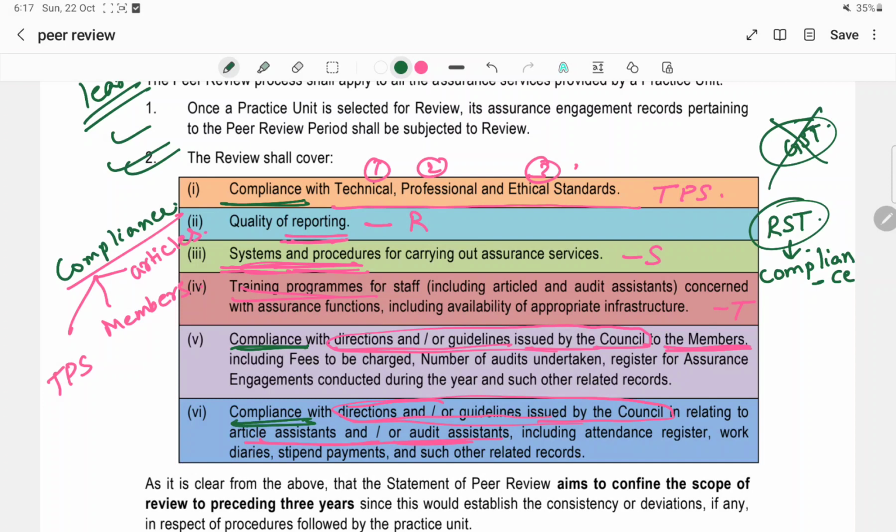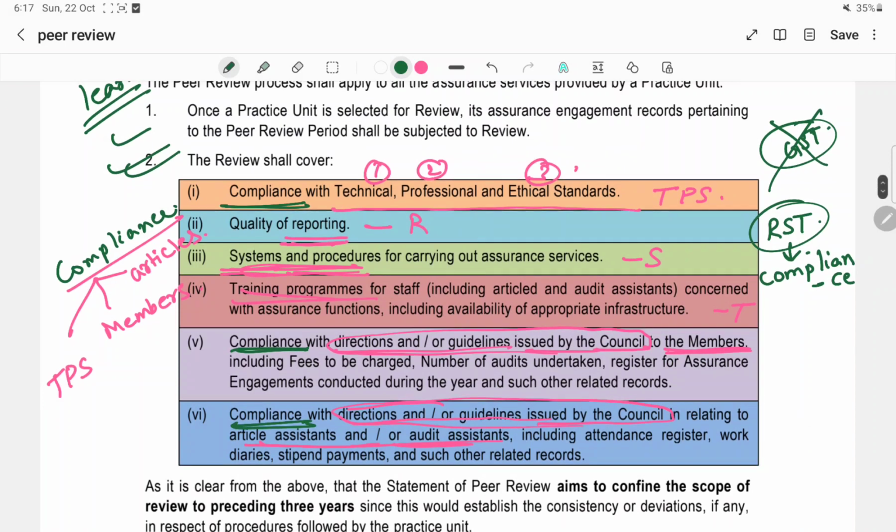So you can easily remember all the 6 points. If we revise, from R it will be reporting, from S systems and procedures, from T training programs for staff, and from compliance we saw 3 points. Compliance of TPS. TPS is technical, professional and ethical standards, and compliance of guidelines issued to members, compliance of guidelines issued to articles.